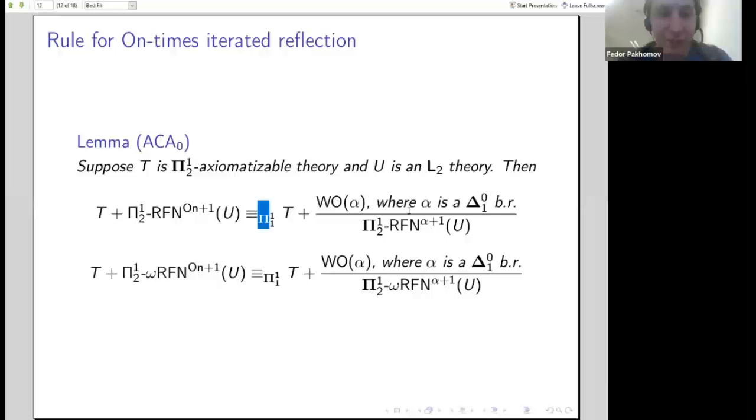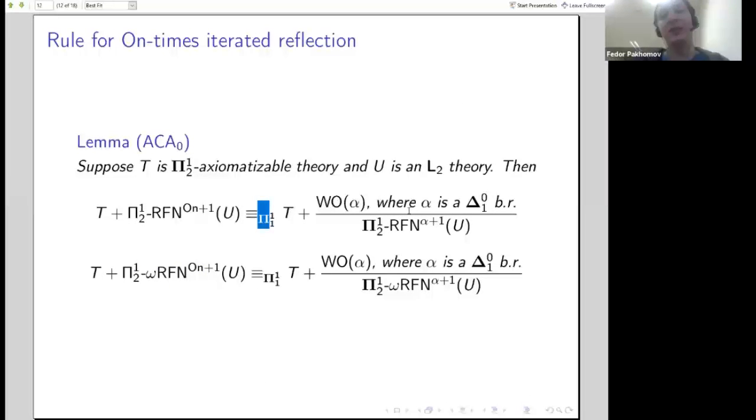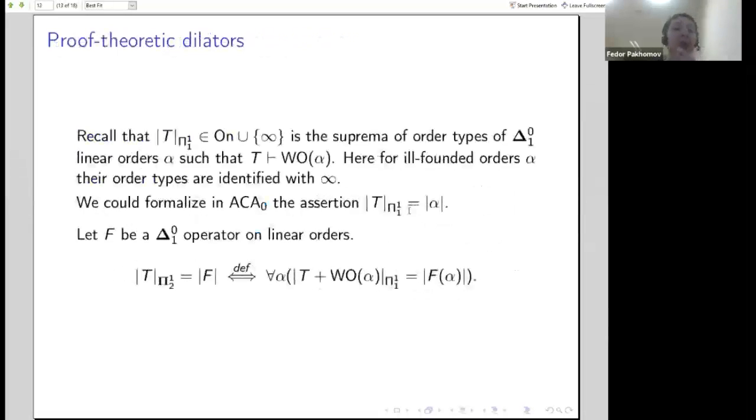But what is important to note is that it doesn't matter that much, because as we have seen before, we have a conservation that allows us to reduce Π^1_n omega-model reflection to Π^1_2 omega-model reflection. Because we have the Schmerl formula for it, next we can apply this style of conservation for Π^1_2 reflection. So basically, this is still a very powerful tool.